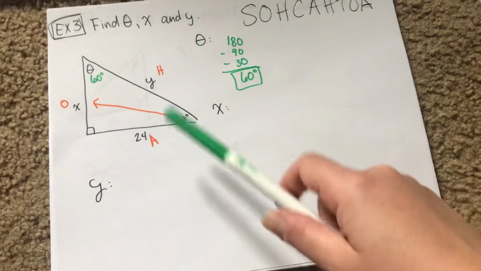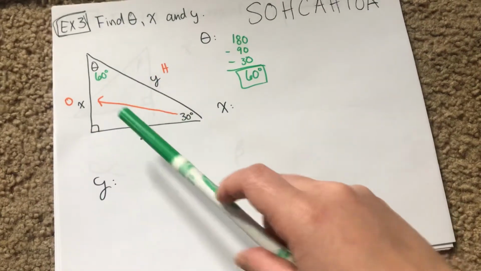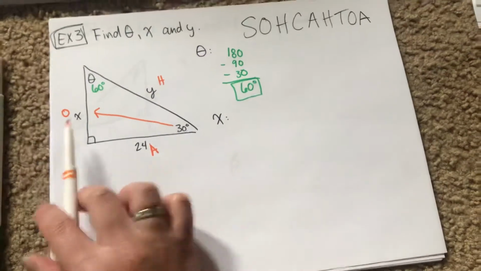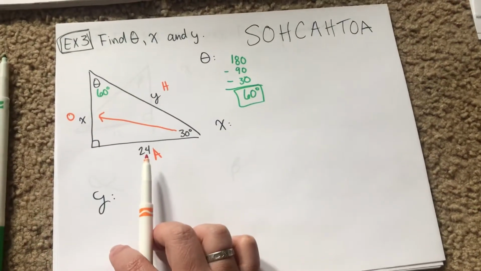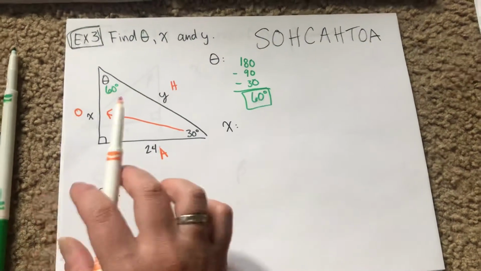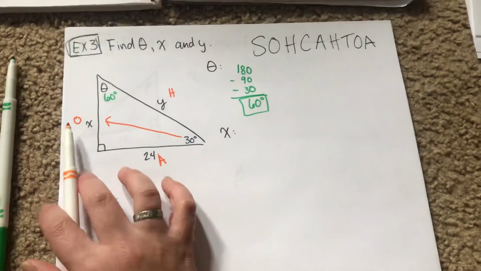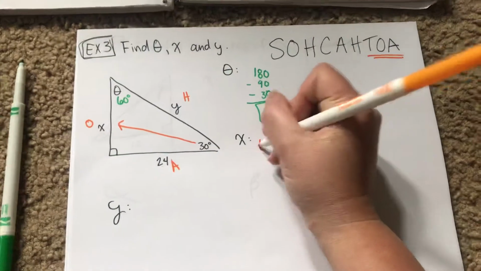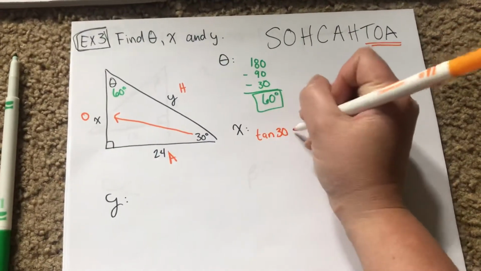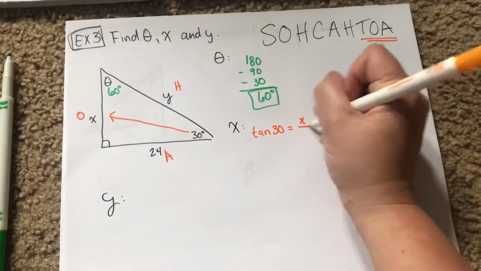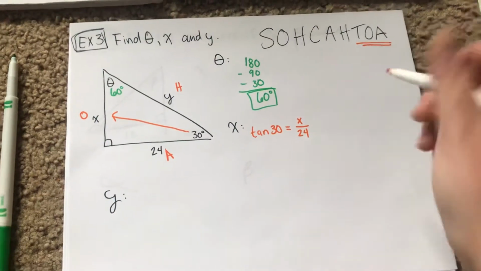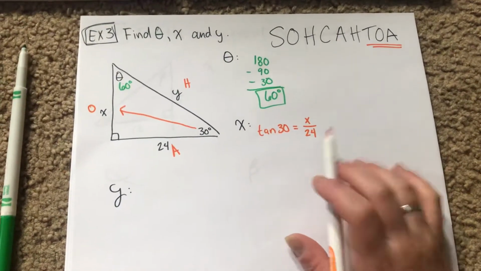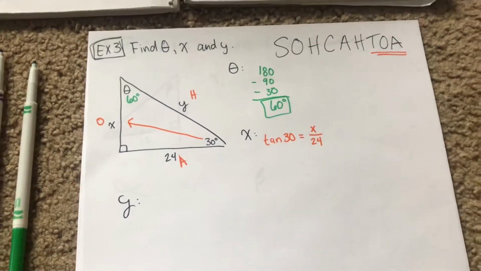Then let's look at our triangle again and look for x. Here x is our opposite, and we know the adjacent. Since we have an O and an A, we're going to use tangent. Tangent of 30 equals opposite over adjacent, so tan 30 equals x over 24. This one is actually a lot nicer than that second example we did.